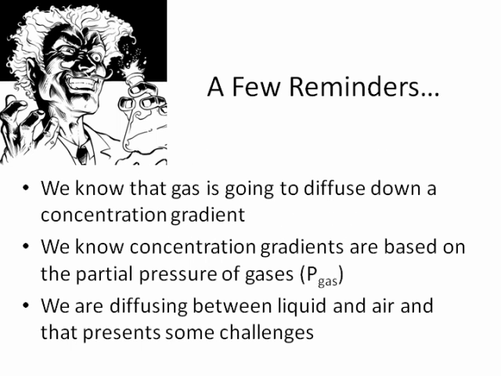A couple of things that I want you to keep in mind. We know that gas is going to diffuse down a concentration gradient. So in other words, if we have more gas over on side A and less gas on side B, those gas molecules are going to move from A to B. We also know that in part, these concentration gradients are going to be dictated or controlled by partial pressure of the gases.